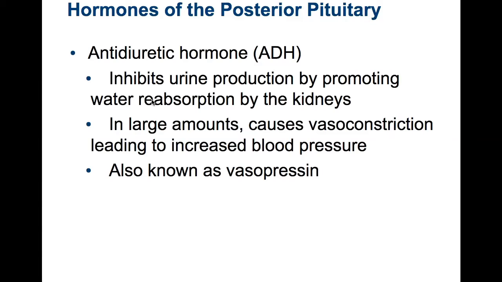However, though, sometimes an excess of this being released can cause vasoconstriction. In other words, where your very tiny arteries are going to start to contract and close, and so it's going to increase your blood pressure, and this is why sometimes it's known as vasopressin. So you might have heard of vasopressin. It's antidiuretic hormone. That's what we're talking about.